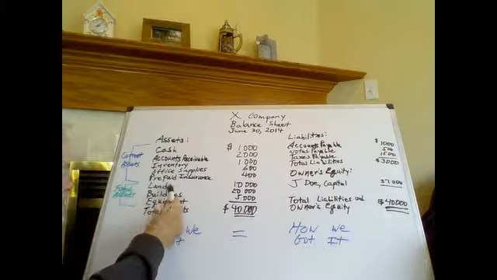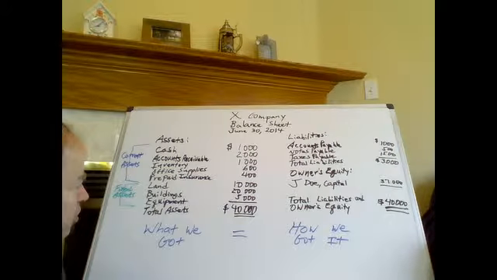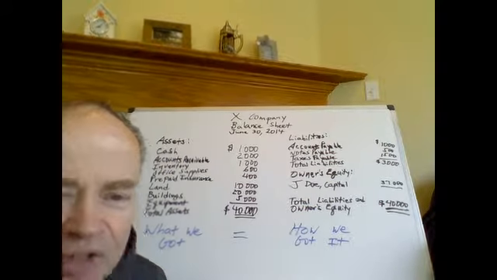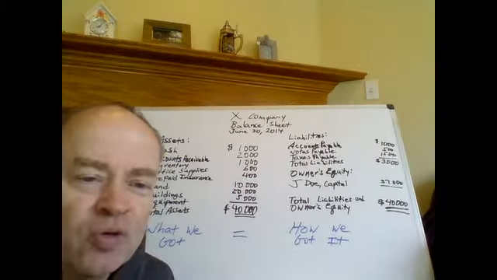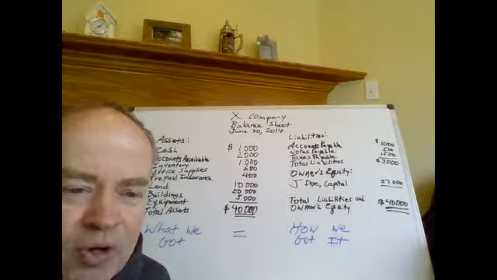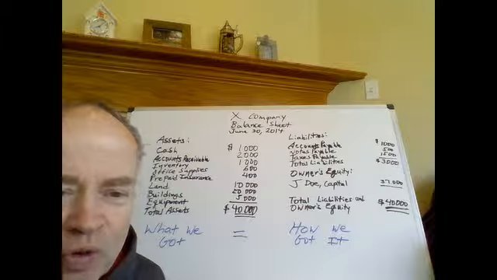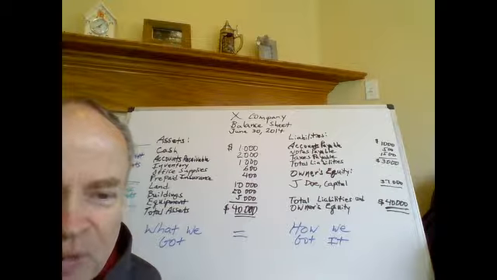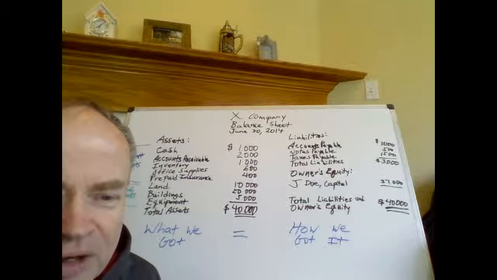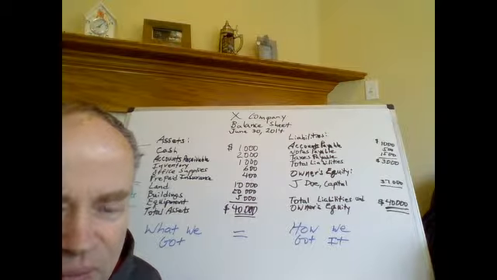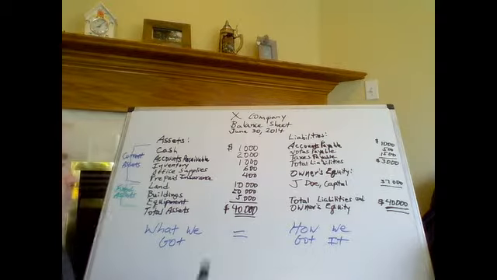Fixed assets, land, buildings, and equipment, are commonly in that order, although they don't need to be. They're called fixed assets because they tend to remain in the business for a period of time, generally a number of years. If we were to sell them or dispose of them, we might not be in business. So it's very important we have those fixed assets.